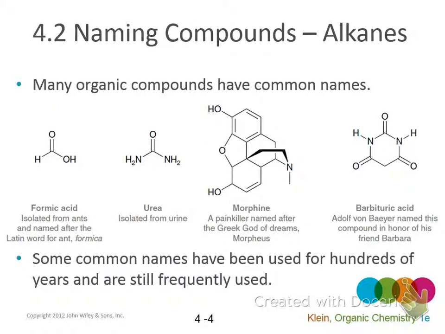Okay, so we're going to learn the systematic names, but you need to be aware that there are a lot of common names. Most drugs, you see these ones on the right? Most drugs are known by their common names. I like how they put the little description, right? A painkiller named after the Greek god of dreams, Morpheus. And then this guy, Adolphe Baeyer, he named barbituric acid after his friend. Like, wouldn't that be kind of cool? Hey, I named a drug after you. Everybody's going to be dependent on you now. Sorry.